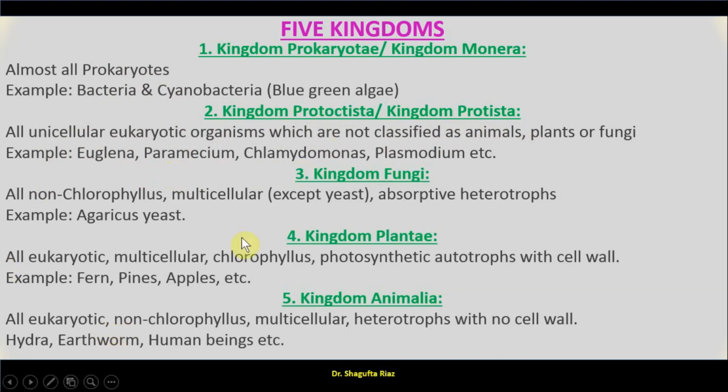The next kingdom is kingdom Fungi. It includes all non-chlorophyllous multicellular organisms except yeast. Yeast is unicellular. Absorptive heterotrophs means those species of fungi which get their food from other sources. That's why they are heterotrophs. They cannot make their own food, and absorptive, they absorb their food from other organisms. Examples: Agaricus, yeast.